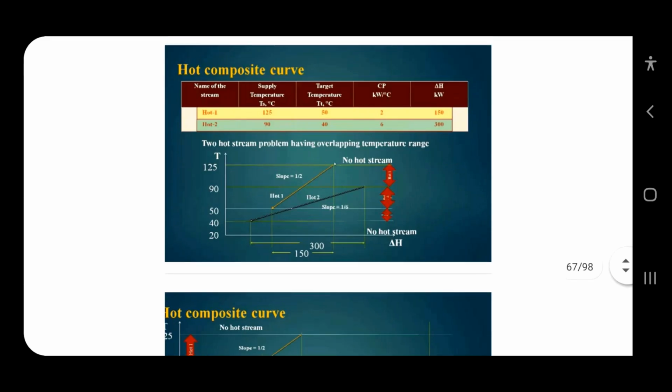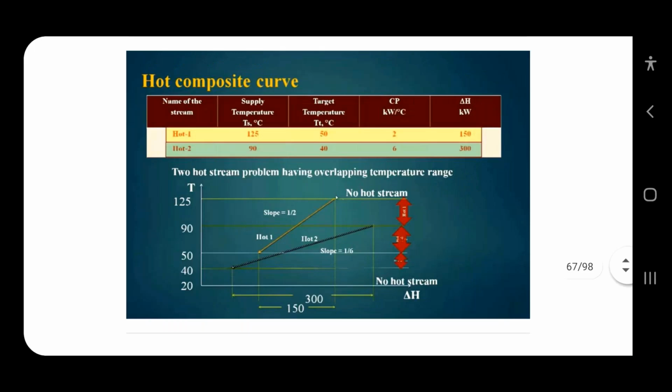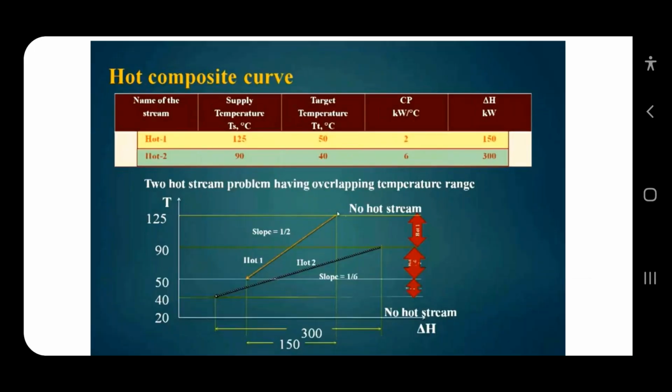Similarly, you have to draw for the cold stream. Here there is an example for that. Have a look. There is one hot stream and a second hot stream. So one hot stream is 125 to 50 degrees Celsius. That hot curve is 125 to 50 degrees Celsius.